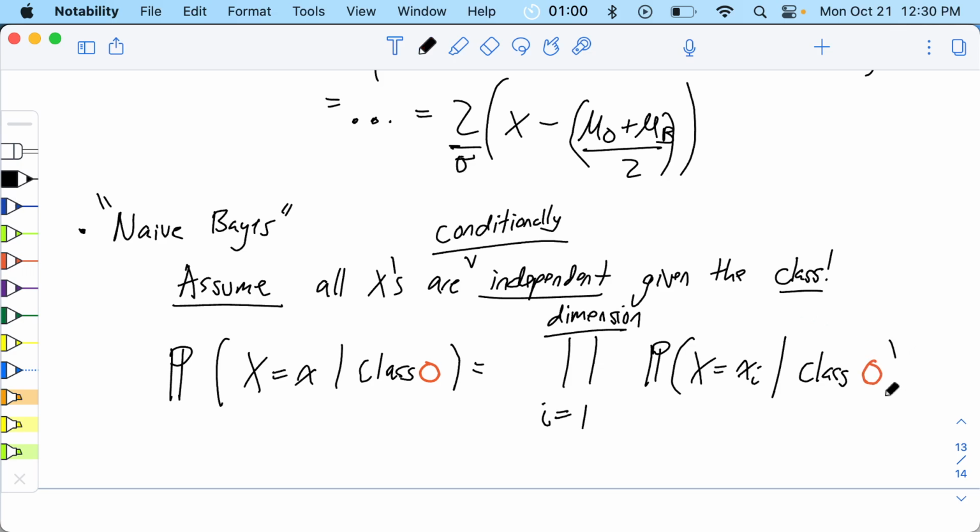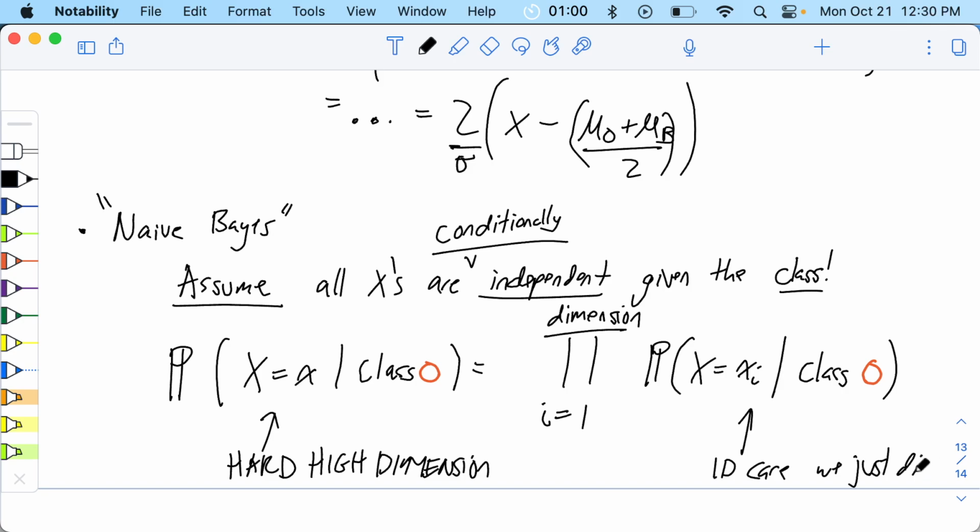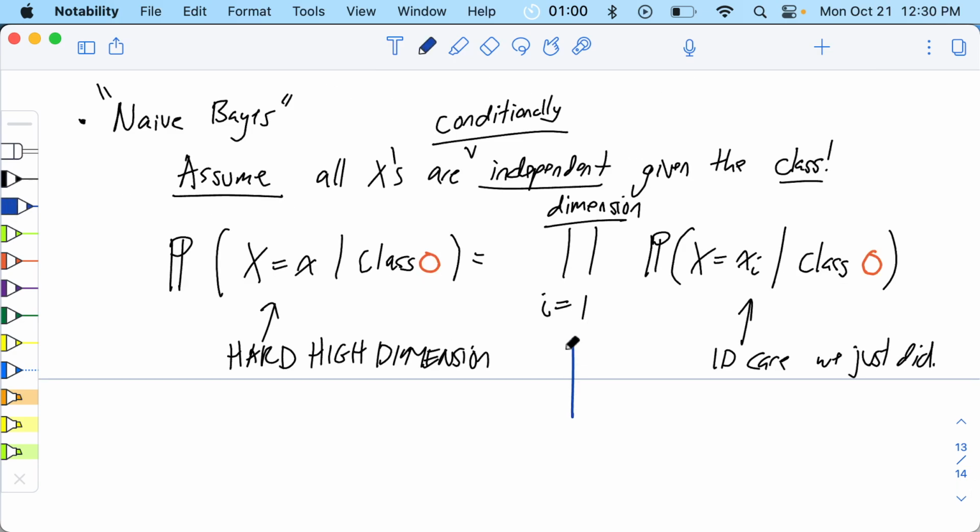Okay, so what this is saying is that you reduce the problem. If this is a high multidimensional problem, in general, this would be hard. That might be very difficult. And this is the 1D case that we just did. So naive Bayes says, if you want to solve a hard problem in many dimensions, just solve a one-dimensional problem and do it a bunch of times in a row. So do it dimension times. Repeat dimension number of times.